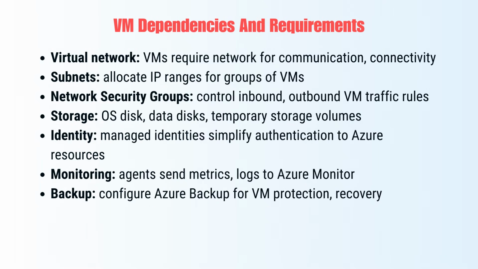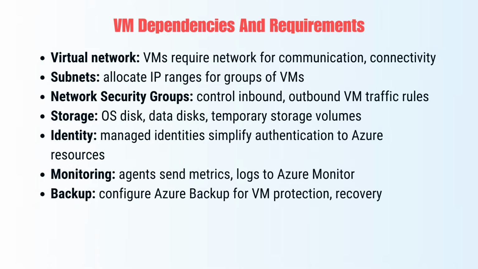On this slide, we'll look at the dependencies and requirements that come along with running virtual machines in Azure. First, every VM lives inside a virtual network, or VNet. This VNet provides a private IP addressing and connectivity. Within the VNet, you place the VM in a subnet, which is a segment of the address space. To control traffic, you typically associate a network security group, NSG, with the subnet or the VM's network interface. NSGs act like firewalls, allowing or denying inbound and outbound traffic based on rules.